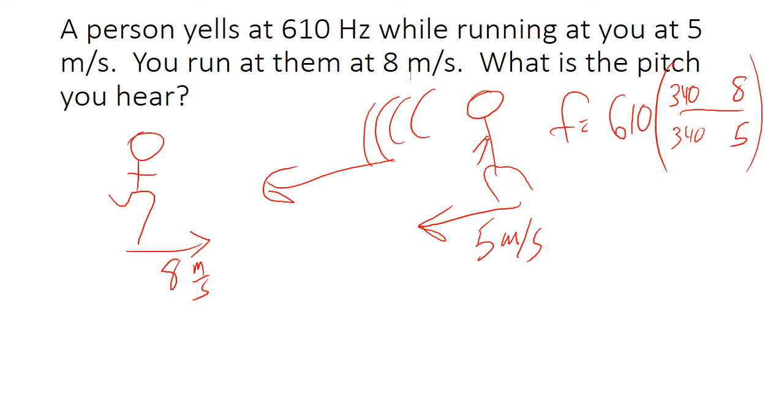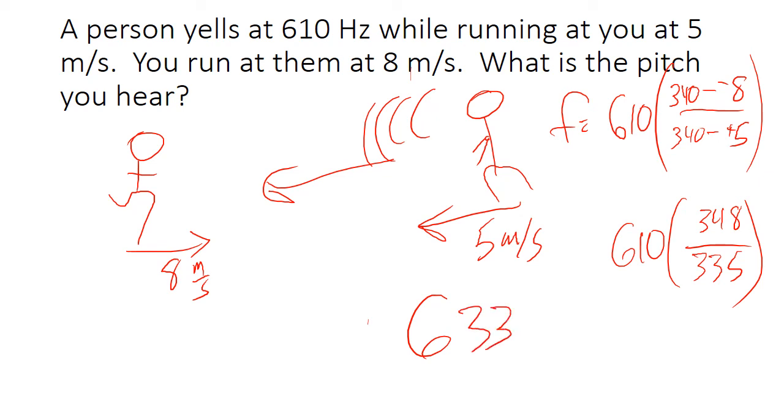Now, the 5 is moving the same direction as the sound, so it's going to be a positive 5. But you are moving the opposite direction, so that's going to be a double negative. So it's going to become 348 at the top. So 610 times 348 divided by 335. Ta-da! So what we got here then, let's type it in. 610 times 348 divided by 335. Enter, you're going to have 633.7. 634 is good enough.